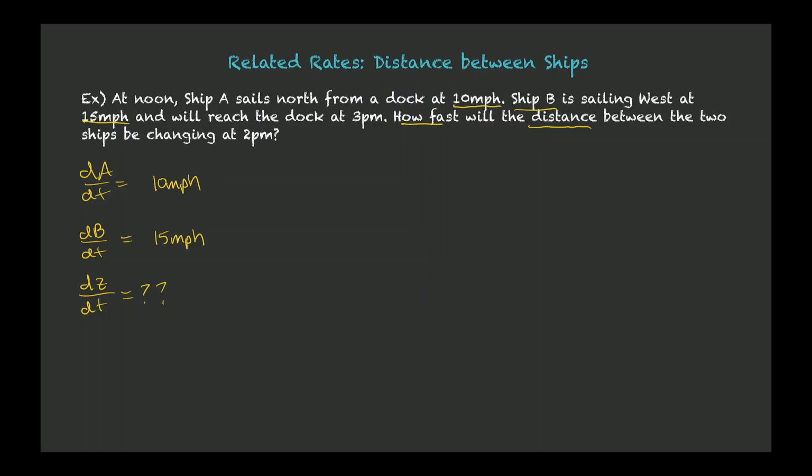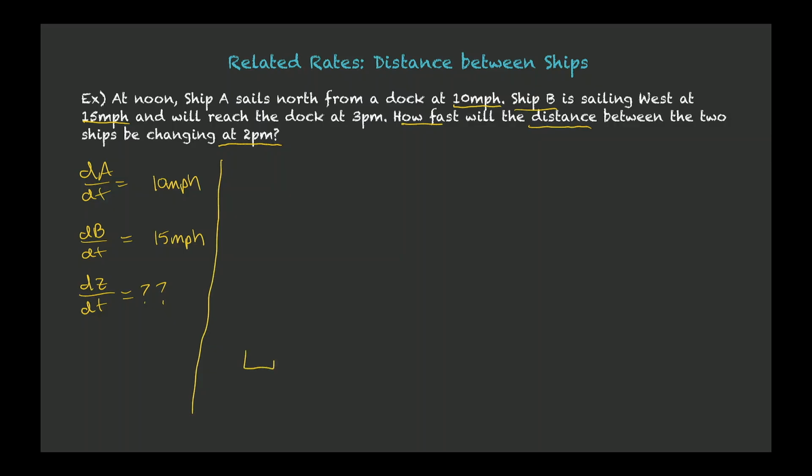Okay, after we found our rates of change, our next key step is to find an expression which relates together the variables that are changing. So in this case, A, B, and Z, the distance between the two ships. Now in this particular case, it's good to draw a picture. And when you're drawing a picture when things are changing, you really want the picture at the time that they're asking about. And here, they're asking about at 2 p.m. So we want to draw a picture of what this scenario is going to look like at 2 p.m.